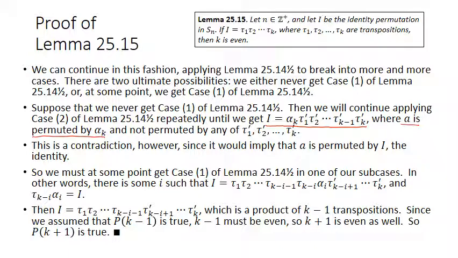So that was true in the two cases that we saw before. A was permuted by alpha k and not permuted by any of the tau primes. Sorry, there was a little jump there. I'm having some recording difficulties.